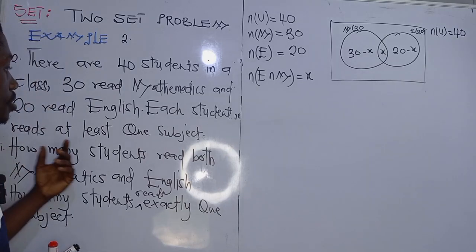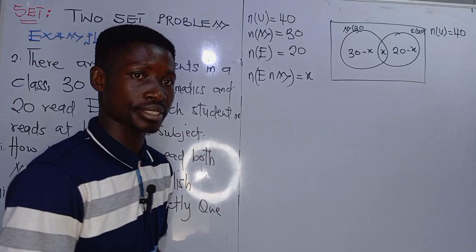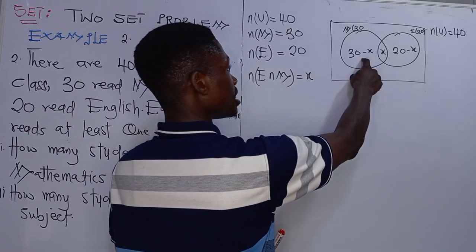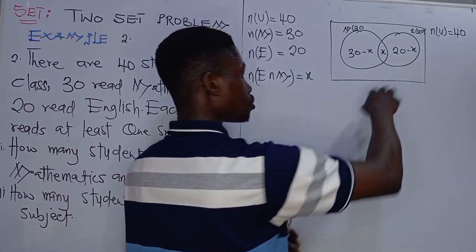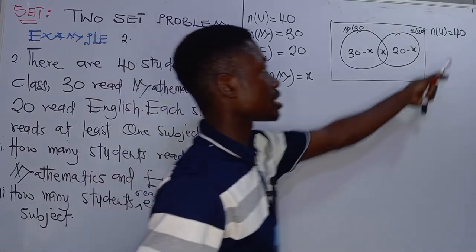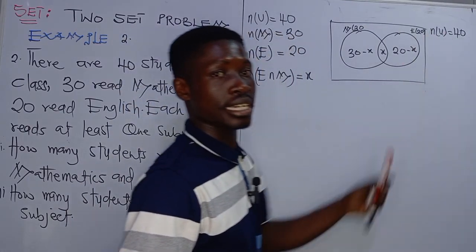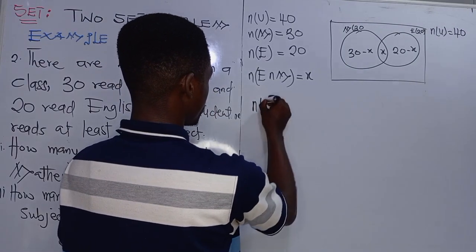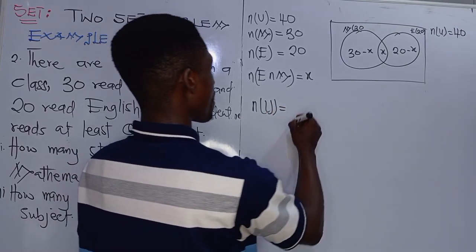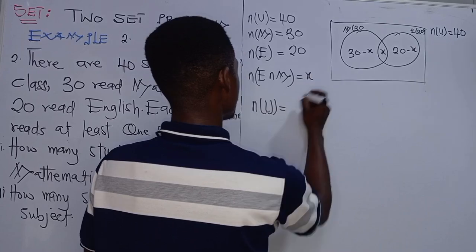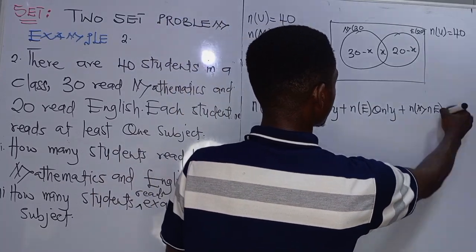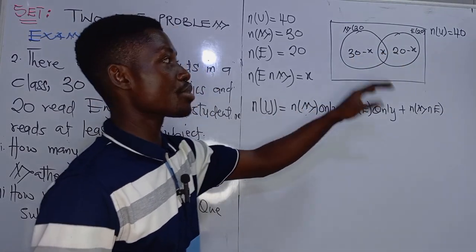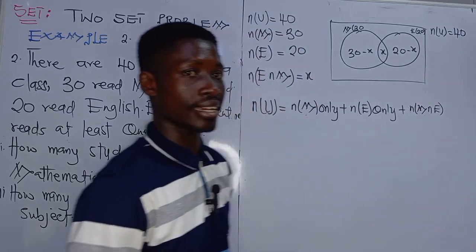Now the first question says, how many students read both mathematics and then English? And we have already established that if we are to sum this region and this region together, it is going to be equal to what? The universal set, or the number of students in the class. So it means that we are going to sum this region, and then this region, and then we equate it to the number of students in the class.